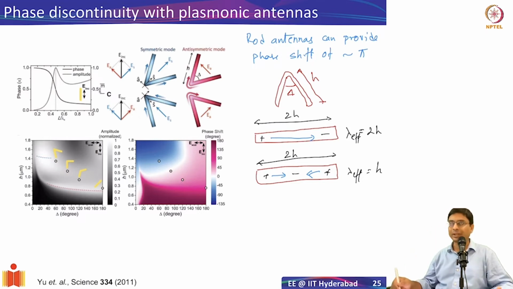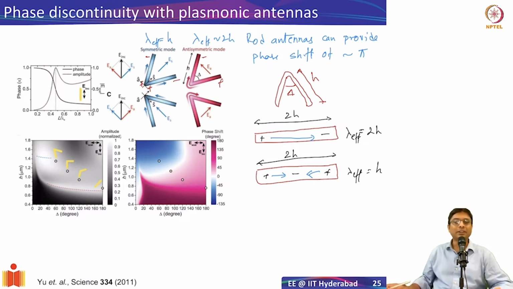So for an anti-symmetric mode, your resonance is going to be roughly lambda effective equal to 2h. Whereas for the symmetric mode, lambda effective is going to be h, only in the length, right? If I talk in terms of plus and minus, this will be my plus, minus here. Whereas in the other case, there is a plus and a minus over the entire length of the antenna. So you have these two modes that are supported.